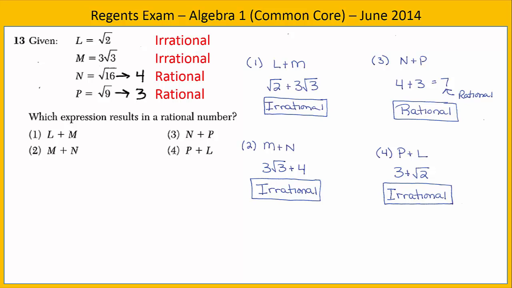Choice 3, N plus P, 4 plus 3, is 7. 7 is a rational number, 7 over 1. To be a rational number means it simplifies into something that can be written as a fraction or a ratio of integers. 7 is just that. Choice 4, P plus L, gives me 3 plus the square root of 2. That radical doesn't simplify. I'm left with a square root of 2 in my answer, and so that choice is also irrational. That means choice 3 is my answer.